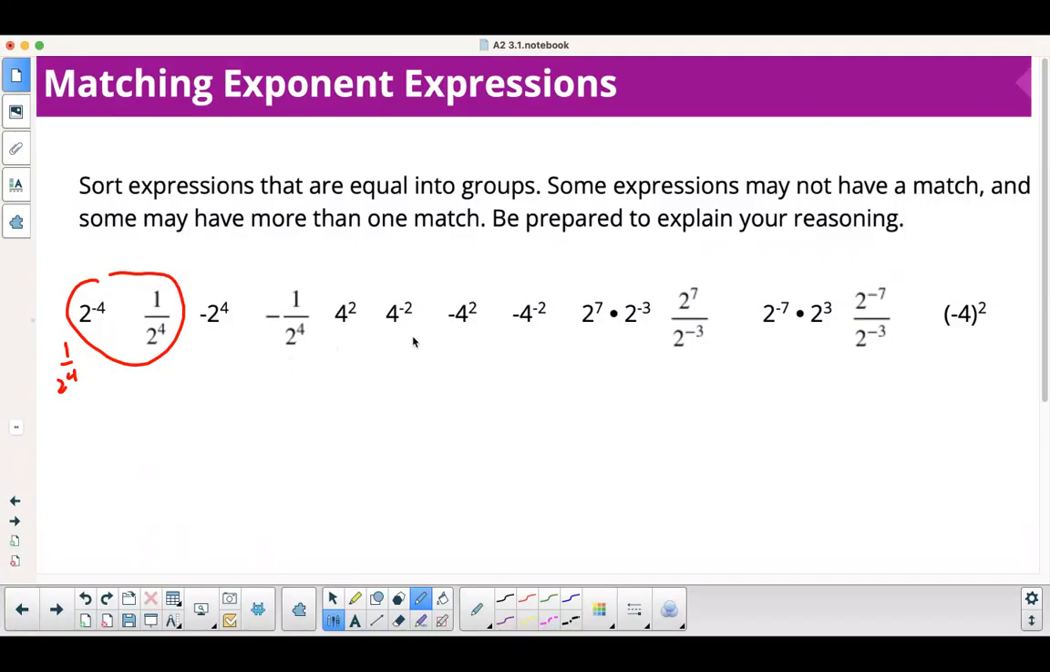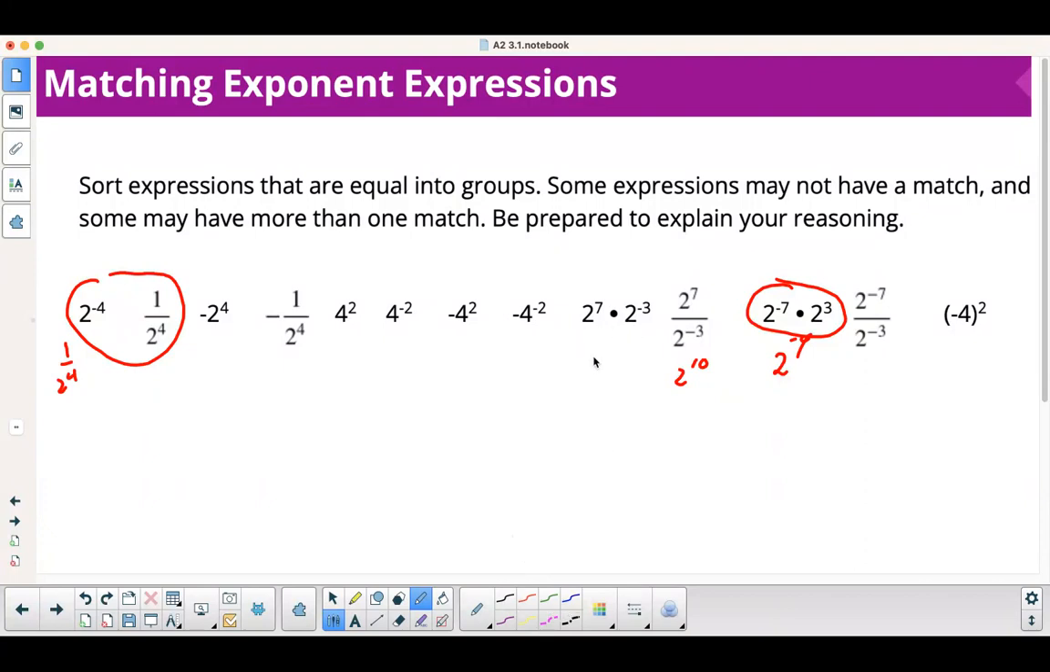Let's see here. If I subtract these, it'd be 7 minus -3. It'd actually end up being +3. So this is going to become 2 to the 10th. So let's see if I can find one that's 2 to the 10th. I don't see one. This, I add my powers. This is 2 to the -4. Oh, that's the same as this. So I could group that one together. So I'll just start grouping them with colors.